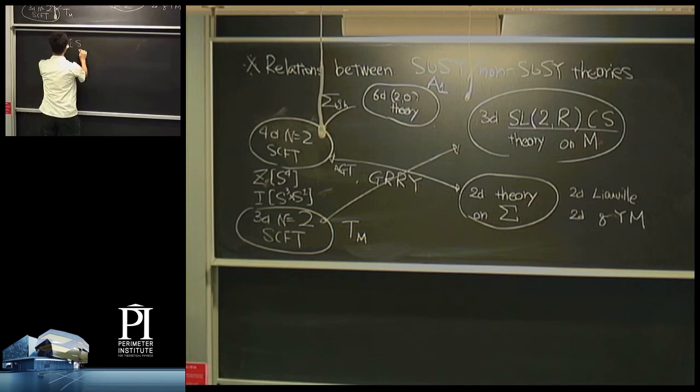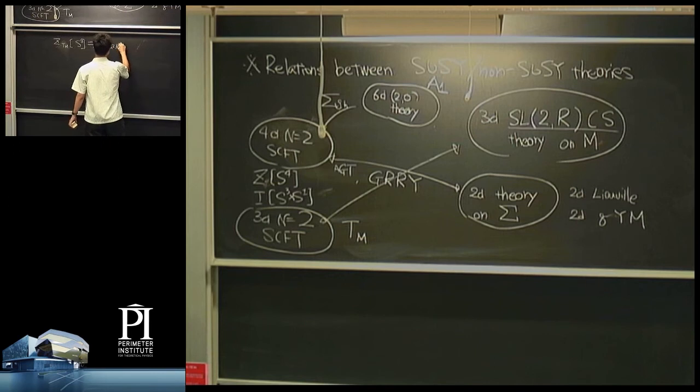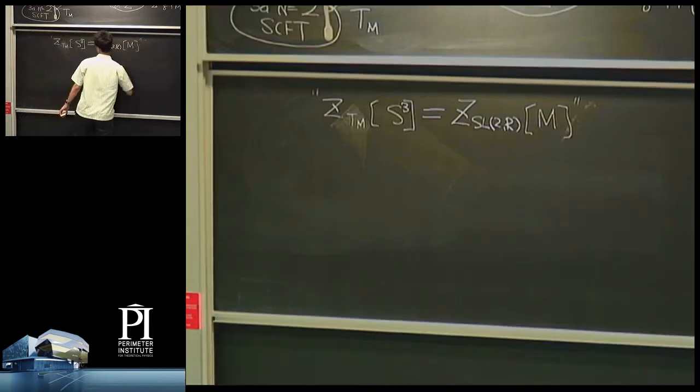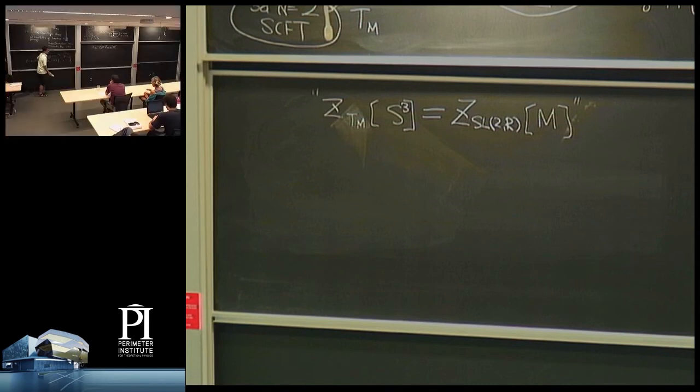So this is a 3D N=2 theory, and let's compute the partition function on S^3. I want to construct the theory T_M such that it's the same as the SL(2,R) Chern-Simons partition function on M. So this is going to be the statement. And if you like, you can try to consider different quantities, like a superconformal index on this side, and then the question still remains what the corresponding quantities on the other side are going to be. But let me focus on this particular example.